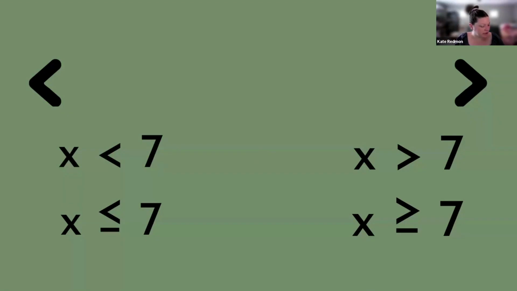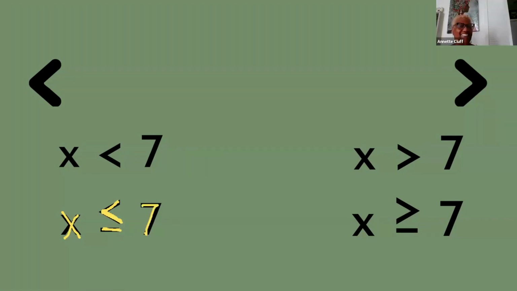Next one looks similar. It looks like the same symbol, but it has that little line underneath. That just means that it's okay to be equal as well. So this guy says X is less than or equal to 7. So again, we have a range of answers. It's still everything less than 7, 6, 5, -14, 1.5. All those are good, but 7 is also good now too.